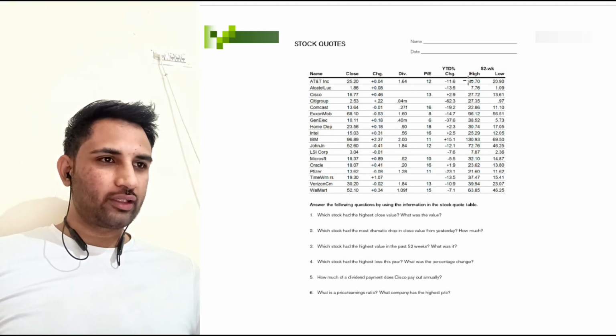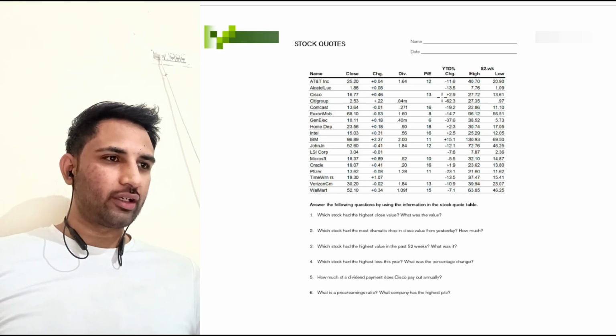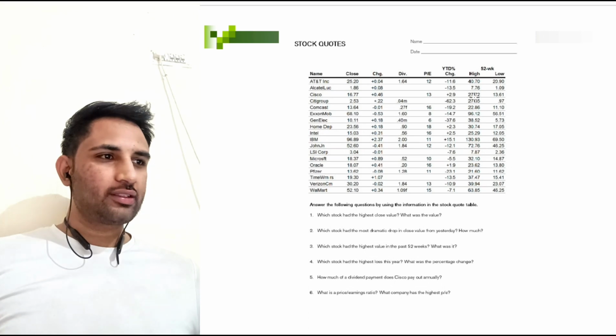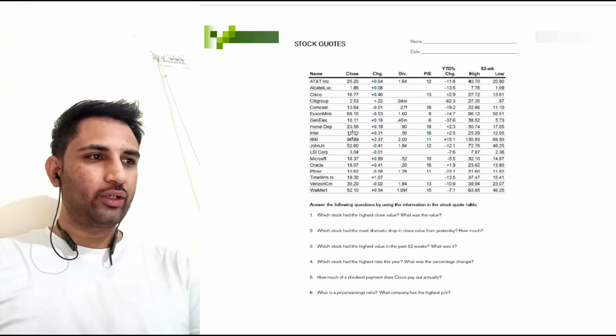Then the next stock is Cisco. The closing price was $16.77. The change is 0.46 percentage. The profit earning ratio is 13. Year to date change is positive 2.9 percentage, and the 52-week high and low is 27.72 and 13.61.